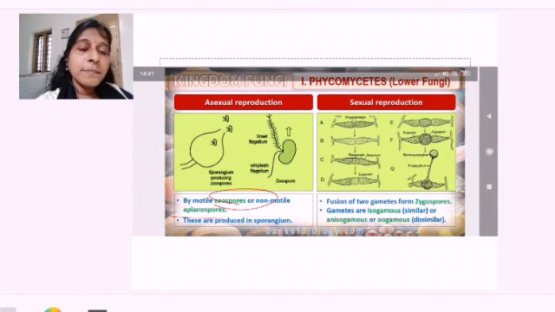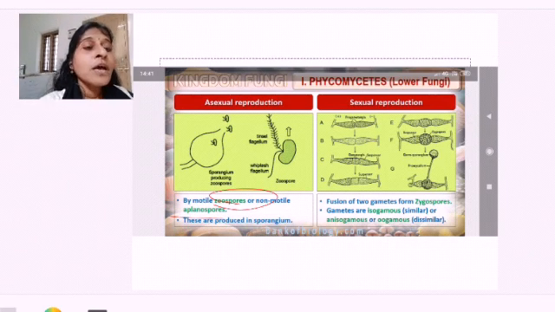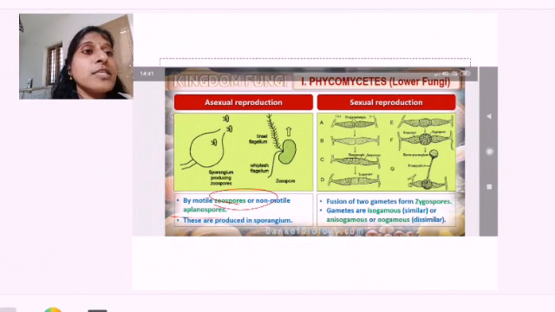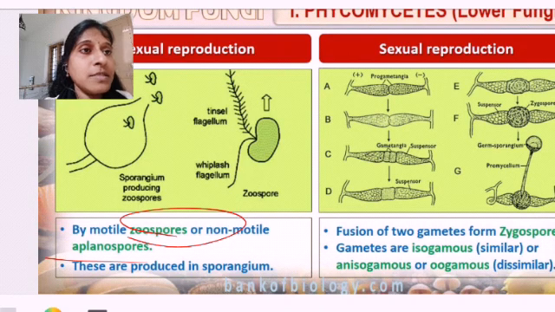So either by motile zoospores or by non-motile aplanospores, this asexual reproduction is taking place, and the spores are produced in a sporangium. So they are sporangiospores. Okay. And sexual reproduction, when you see how it is taking place, the two hyphae, one plus and another one minus, are coming together.